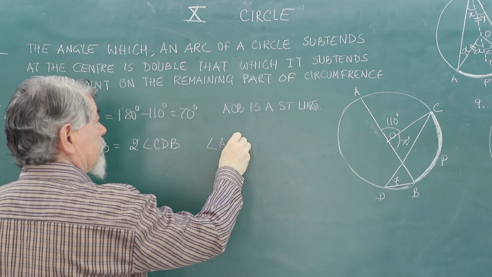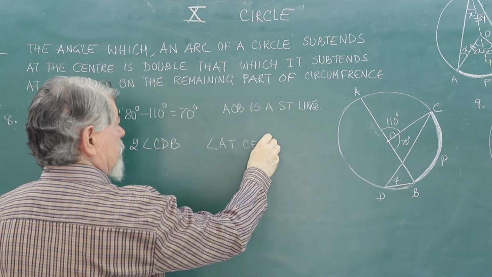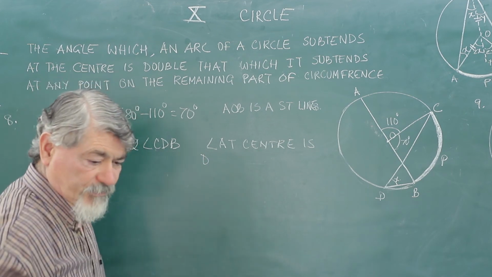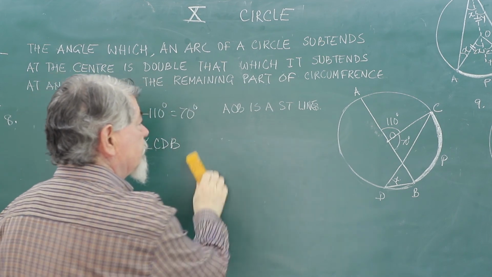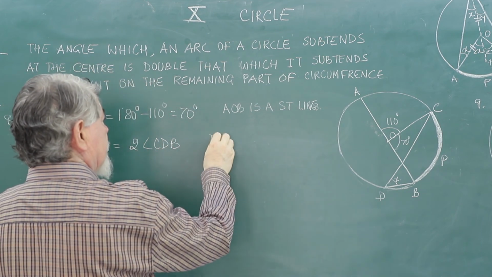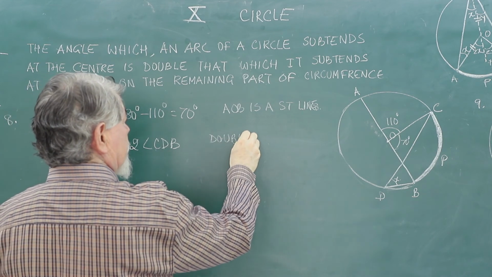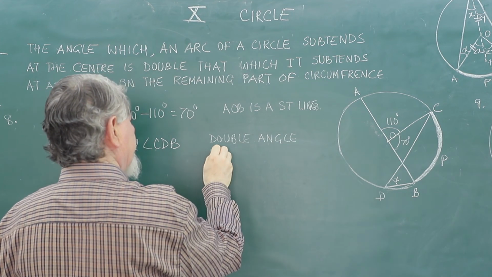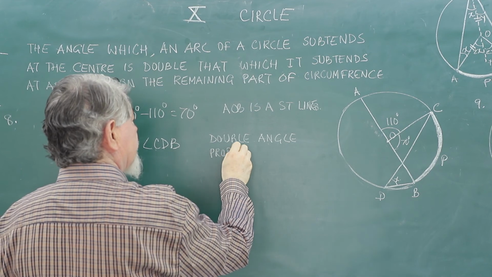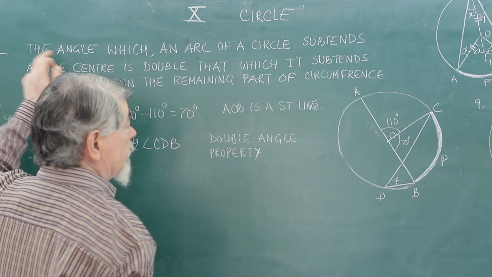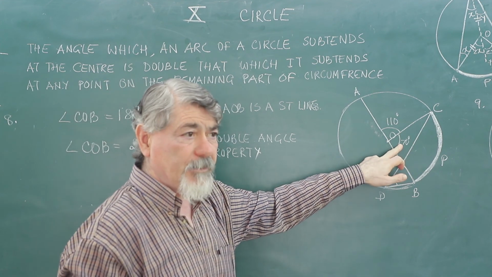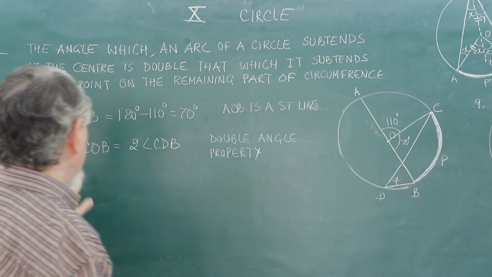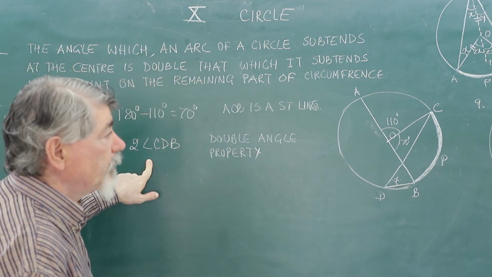Angle at center is double, or we should write simply double angle property. Instead of this, write double angle property. What is the double angle property? This is the double angle property which is written on top, that the angle subtended by an arc at the center is double the angle which it subtends on any point in the remaining part of the circumference. So COB is double of CDB.